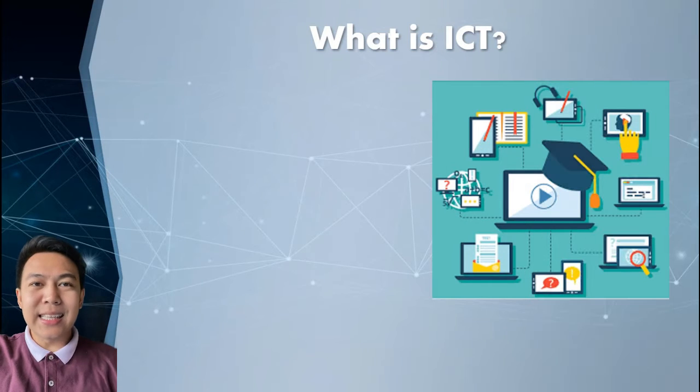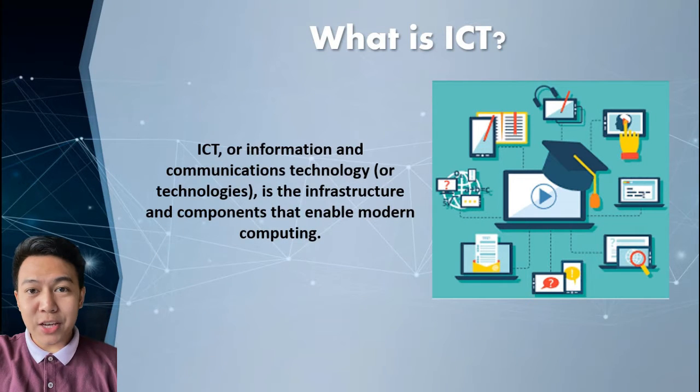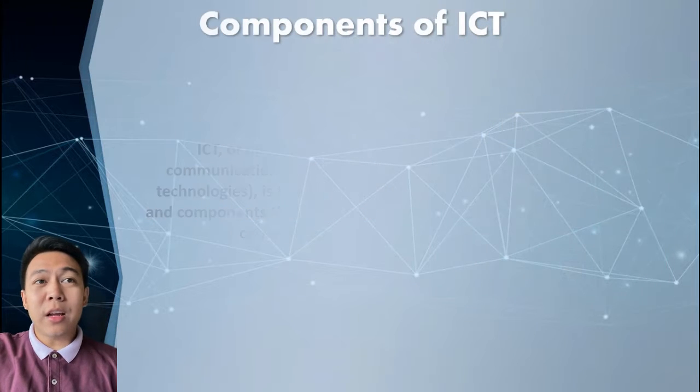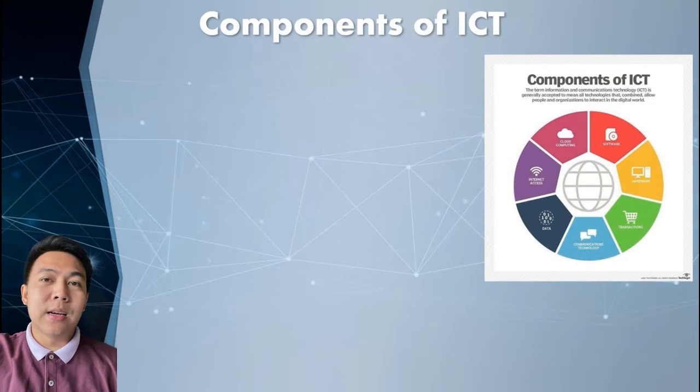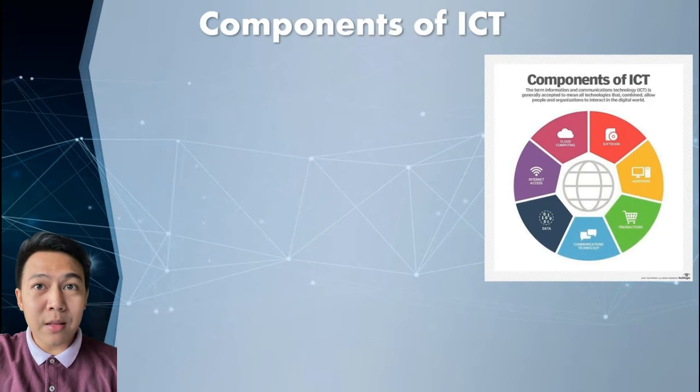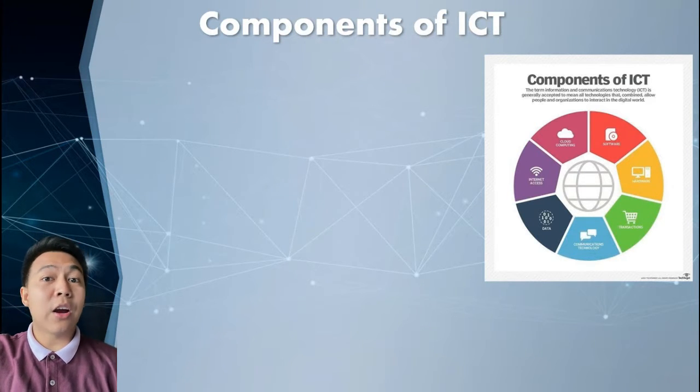So, what is ICT? ICT stands for Information and Communication Technology or technologies, and this is an infrastructure and components that enable modern computing. So, what are the different components of ICT? The term information and communication technology is generally accepted to mean all technologies that are combined and allow people and organizations to interact in the digital world.